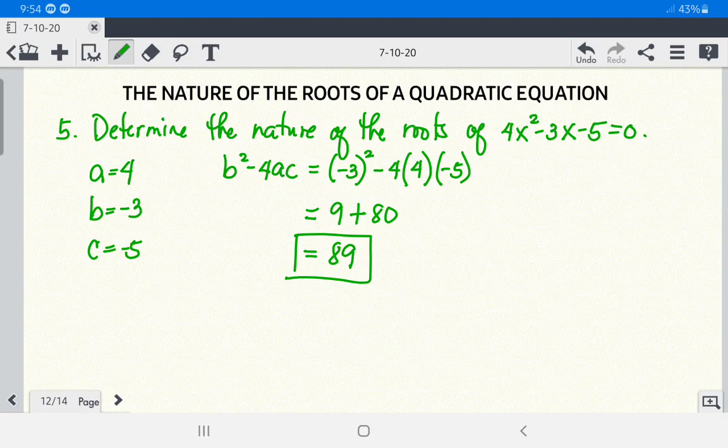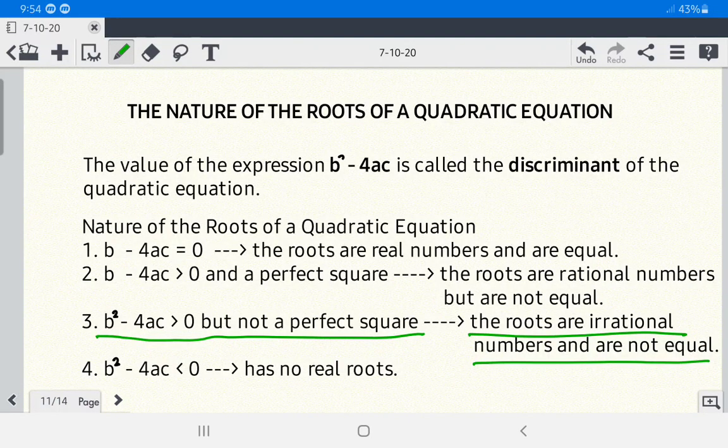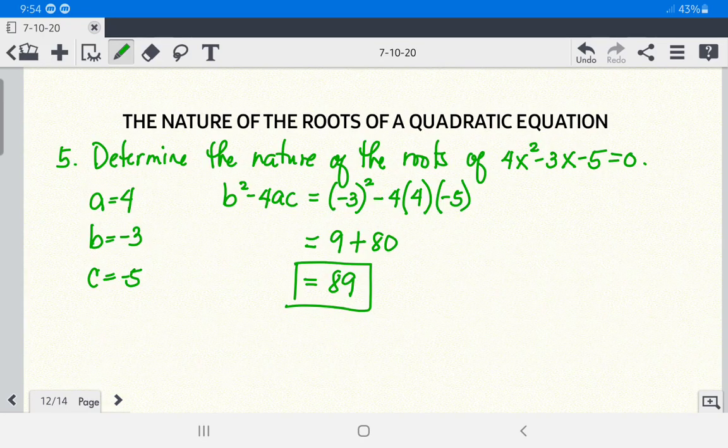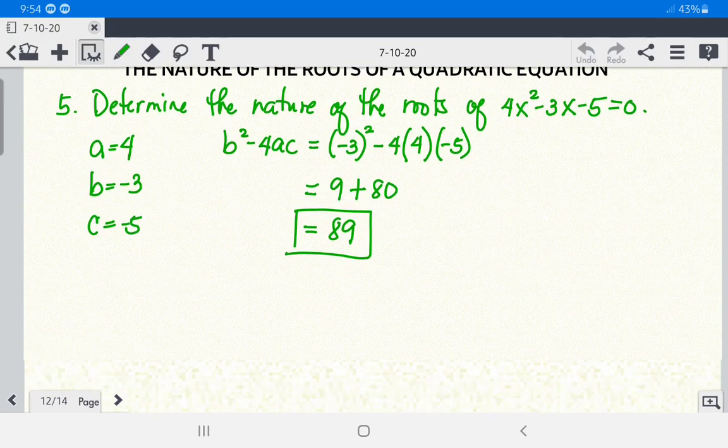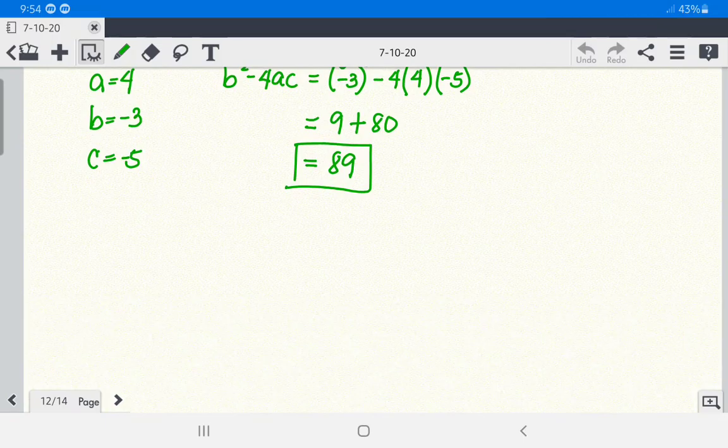So going back to this condition that if, number 3, if b squared minus 4ac is greater than 0 but not a perfect square, then the roots are irrational numbers and are not equal. So let us check, okay? So to check, let us get first the first root.